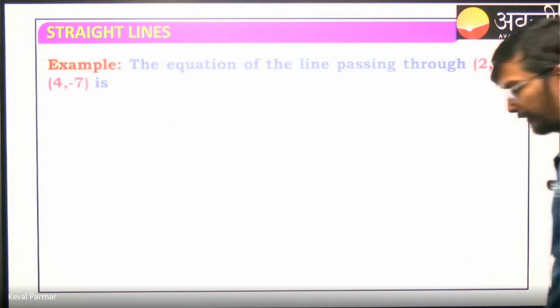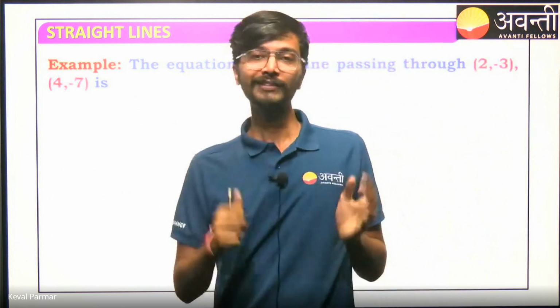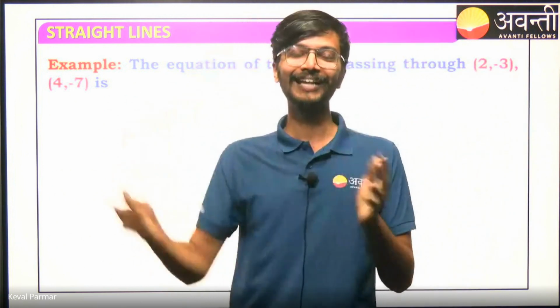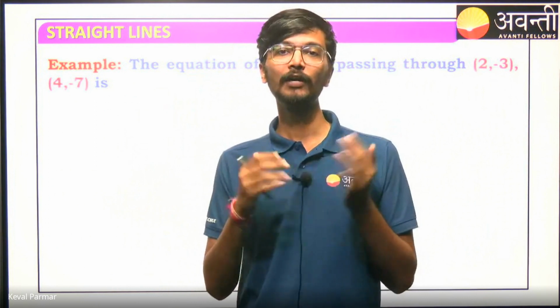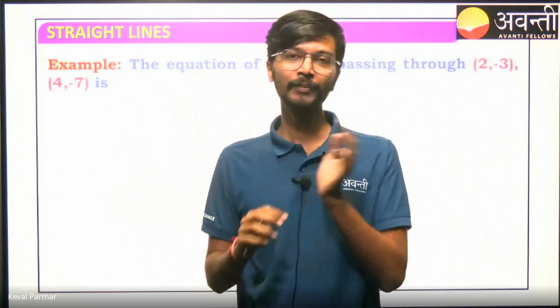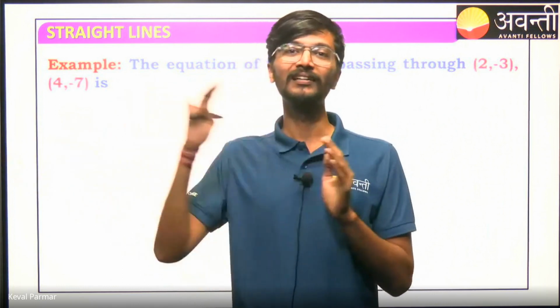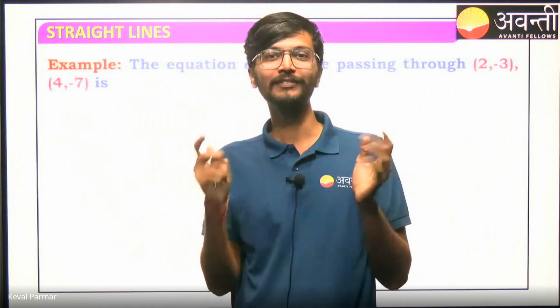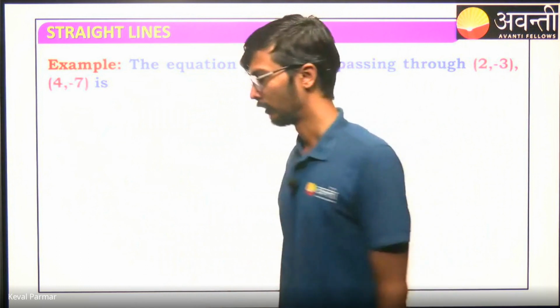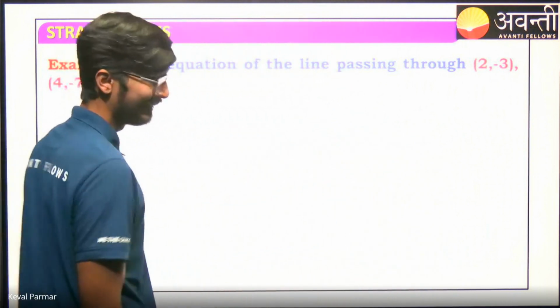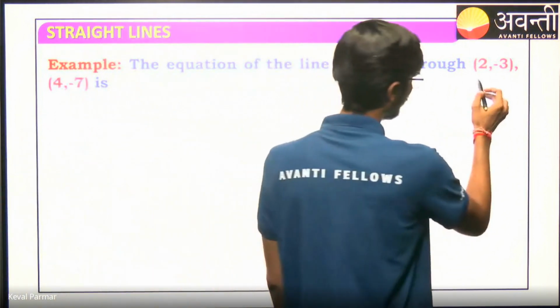Let's look at this example. Obviously, I told you in the starting only that I always prefer to find the equation of a line using slope point form. Whether or not I know the other forms, it is as good as knowing the slope point form. So for slope point form we need the slope. Let's find the slope first.